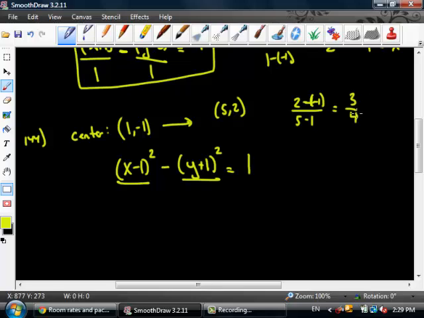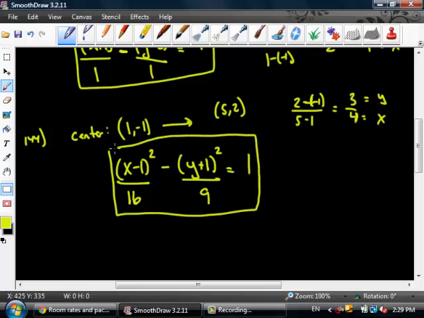Okay, this one's a little more concrete. 3 corresponds to which letter? Y, and 4 is X. So what is going to go underneath the y plus 1? Anyone know what's going to go underneath that y plus 1? 9, yeah, because 3 squared, right? So based on that, what's going to go underneath the x? 16. You're done. I like these problems. They're cool.